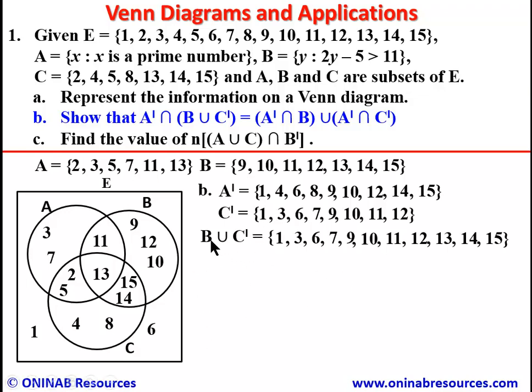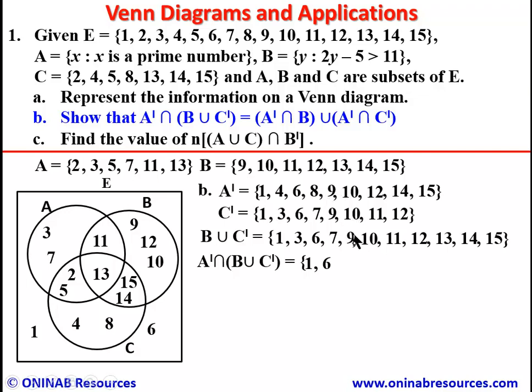So to get our A prime intersection B union C prime, meaning this is A prime and this is B union C prime. So to get that, intersection means what are those elements that are common to A prime and B union C prime. So we can see we have 1 here, 1 is there. There is 4 here, there's no 4 here. There is 6 here, there is 6 here, so 6 is part. There is 8 here, no 8 here.